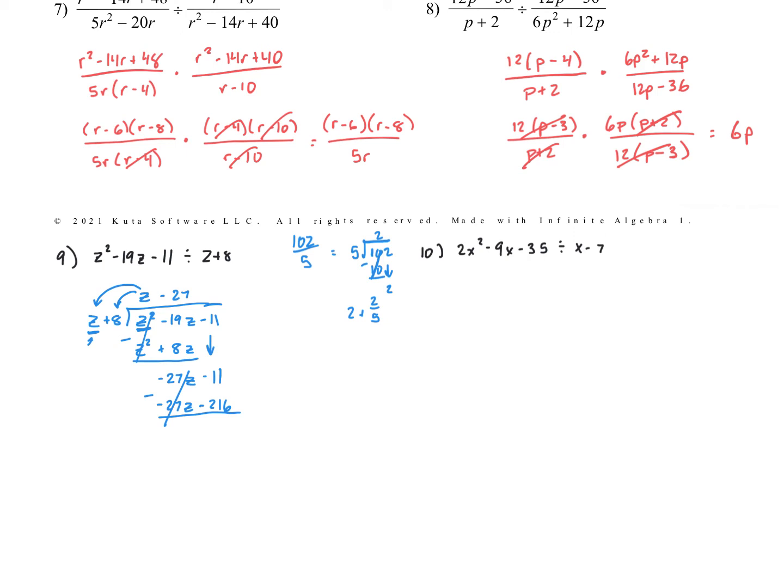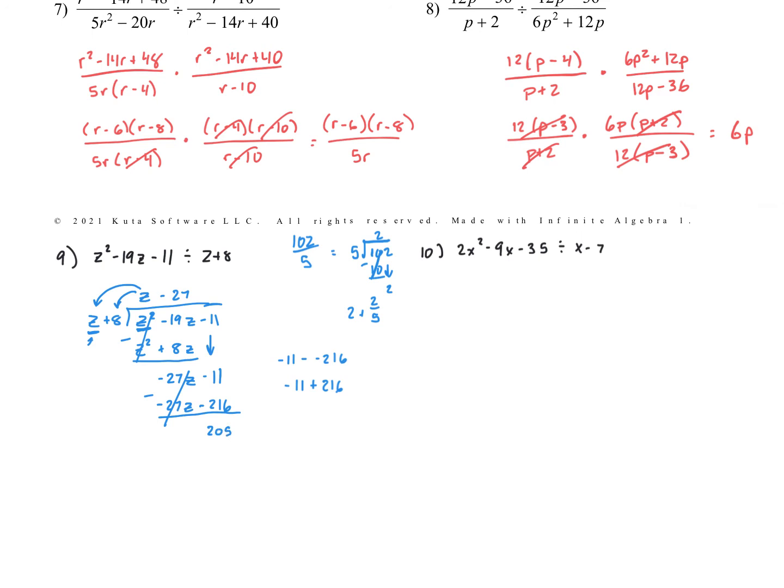Now this might be a little hard to see, so I'll rewrite it over here. You have negative 11 minus a negative 216. Remember, whenever you have a negative minus a negative, it ends up being addition. So now I have negative 11 plus 216, which is going to be a positive 205. Okay, and now I'm done.